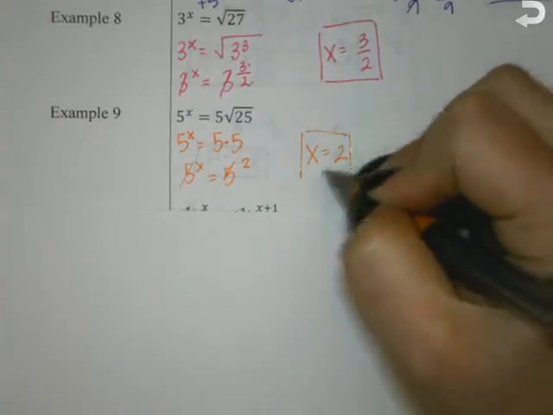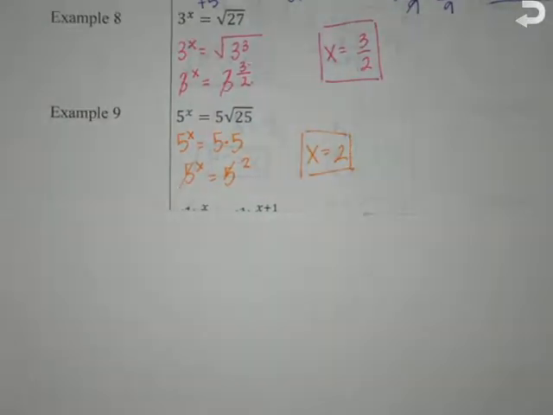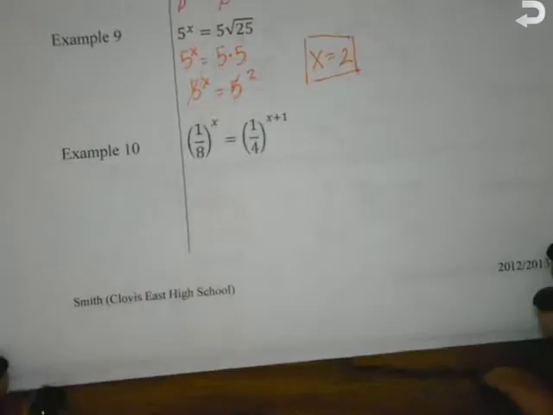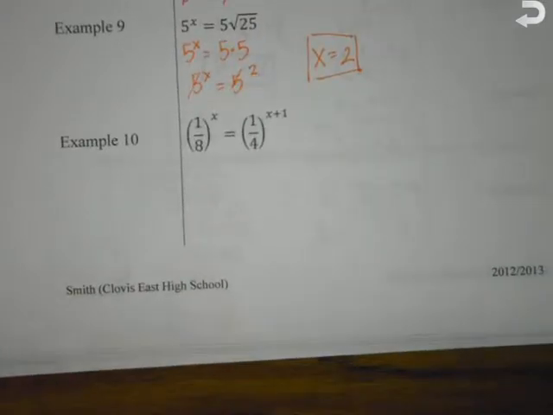Okay. I know it wasn't as complicated as I thought. Last one. 1 over 8 to the x equals 1 over 4 to the x plus 1.